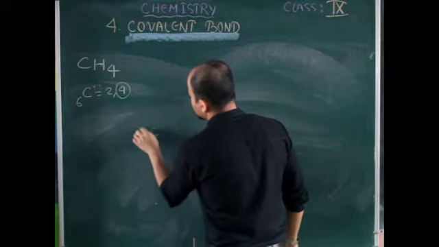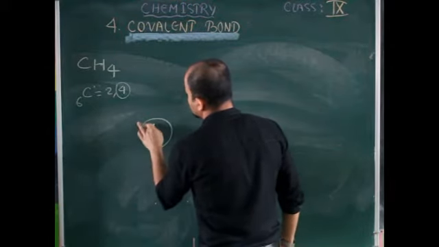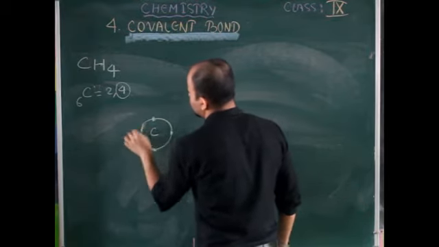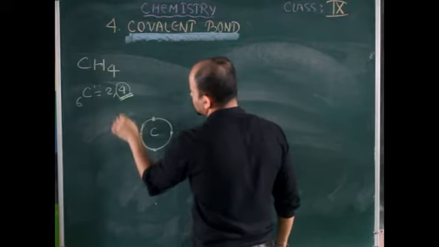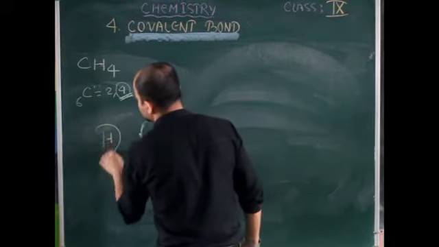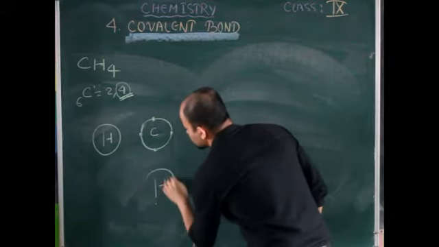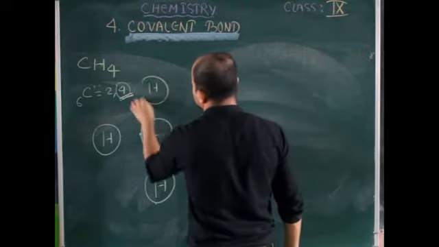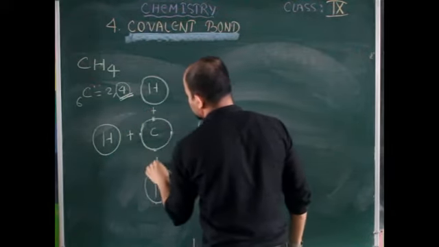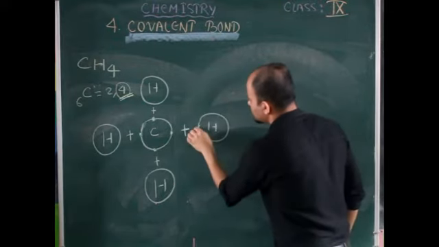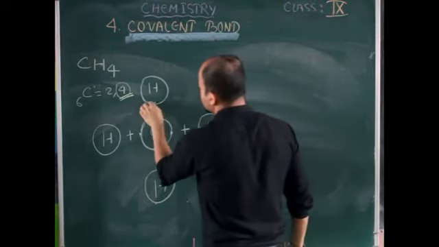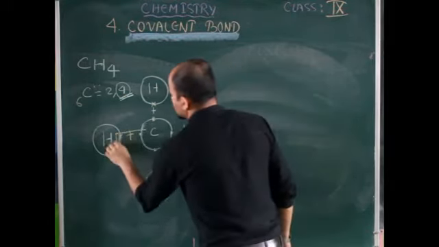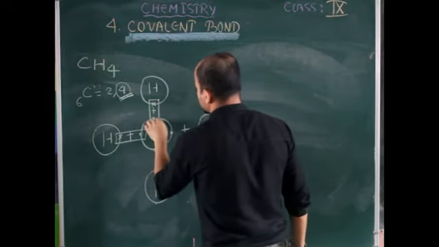So we have carbon, and carbon in its valence cell has how many electrons? 1, 2, 3, 4 electrons, as is evident from this. How many hydrogens are reacting with carbon? 4 hydrogens. And each hydrogen has 1 electron in its valence shell. Yes or no? Now, they will undergo mutual sharing of electrons.